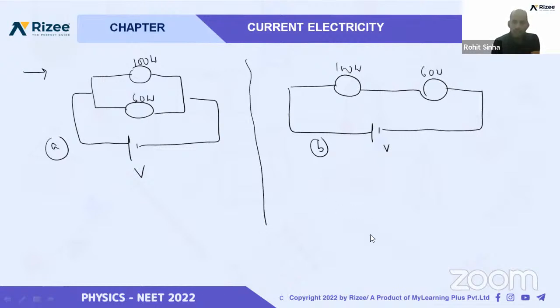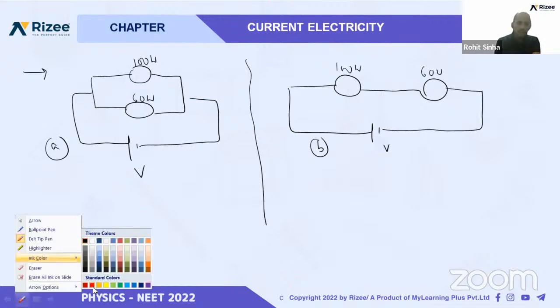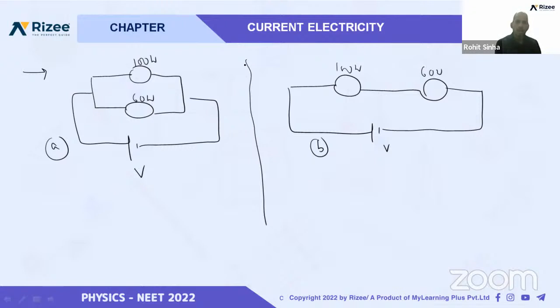Okay, try this. Which bulb will glow more in A? Which will glow more, 100-watt or 60-watt? Think. Try this. Okay, then let us see.